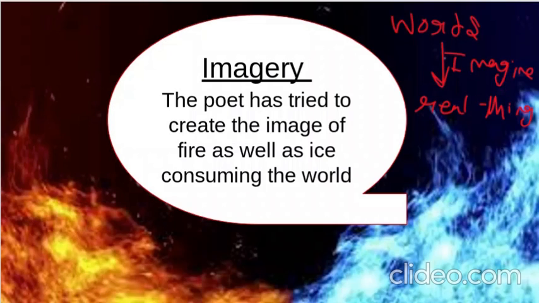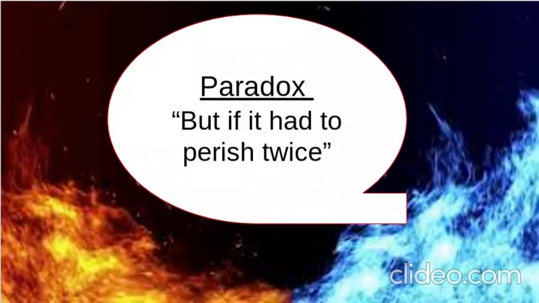Correct. So what happened in this poem? The poet has tried to create the image of how fire and ice will consume the world. How will it end the world? That imagery is made in the reader's mind. Next is paradox. Paradox means an impossible thing. The things which are impossible, which may not or will not happen. But if it had to perish twice, this is the thing which is paradox here. So, Earth is finished once. Can it return back and finish one more time?